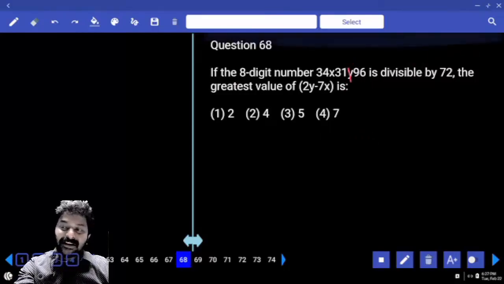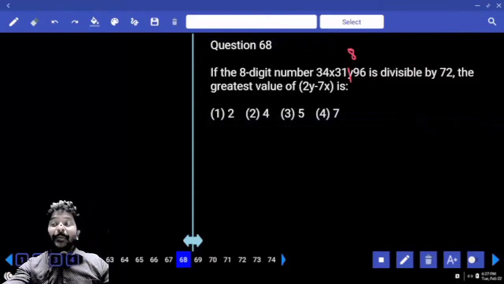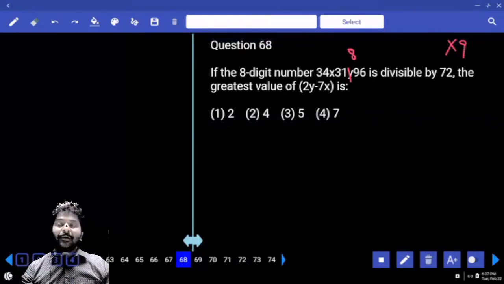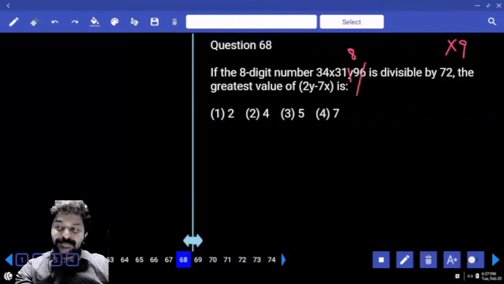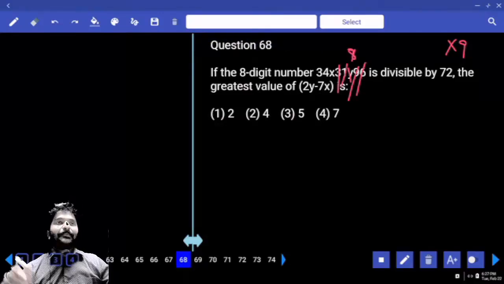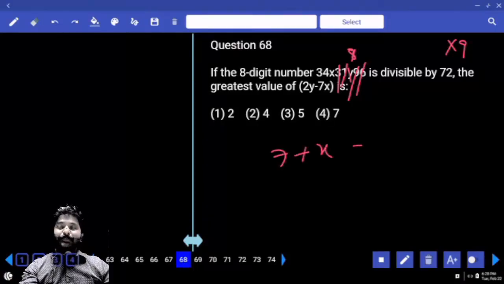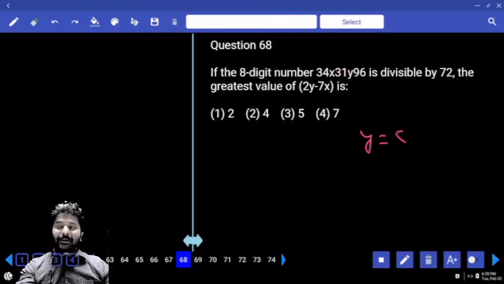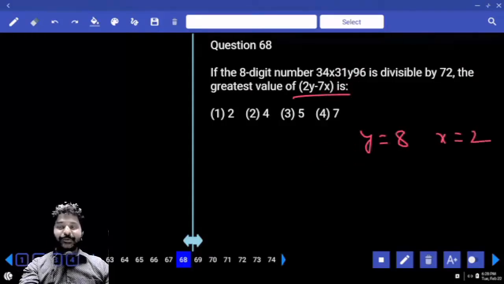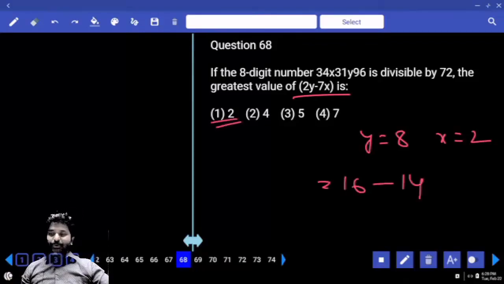If y is equal to 8, instead of this number you treat it as 8. And the number also must be divisible by 9. Now look at the numbers. 6 plus 3, 9. 8 plus 1, 9. Leftover numbers 3, 4, x. 3 plus 4, 7, plus x must be a 9 multiple, right? And we are looking for the least number for x only. Then what must be the least value for x? 2. So y is equal to 8, x is equal to 2. Just substitute those values. 2y is 16, 7x is 14, difference 2.